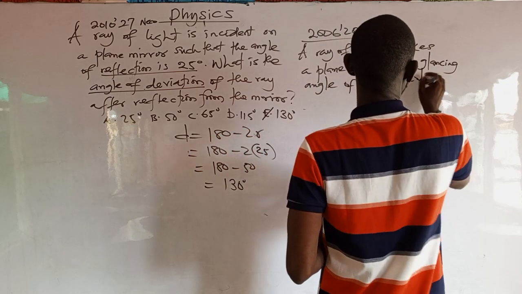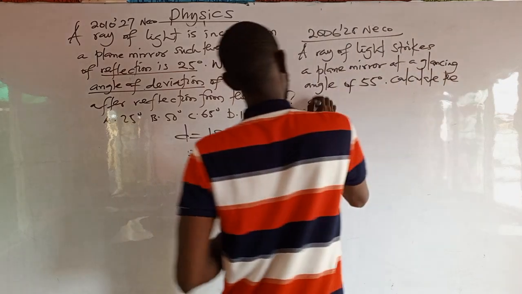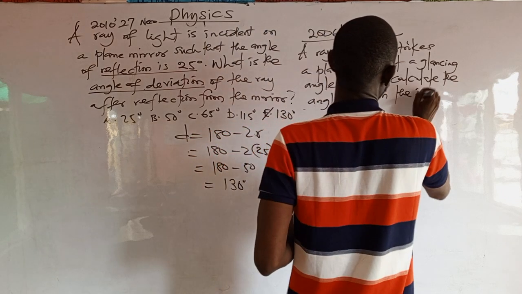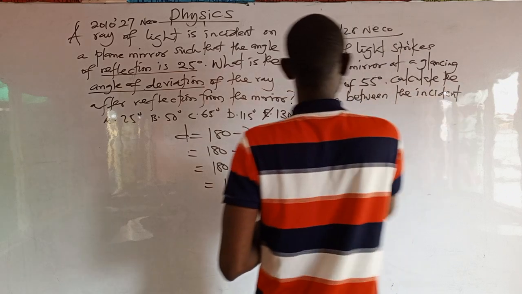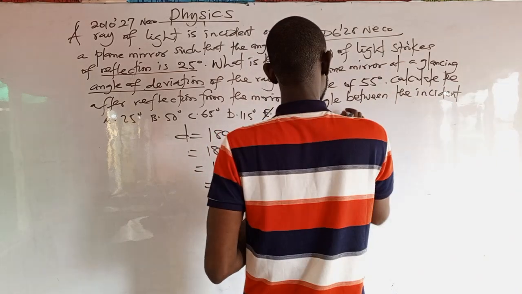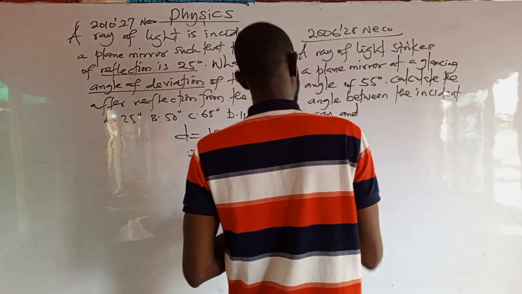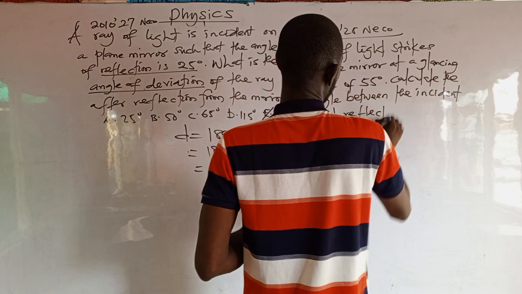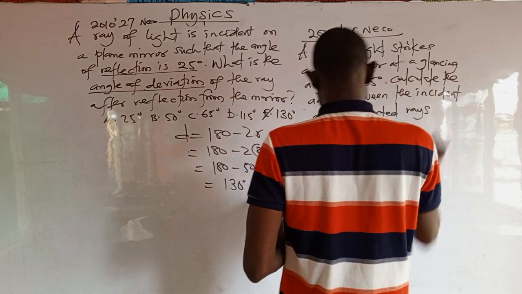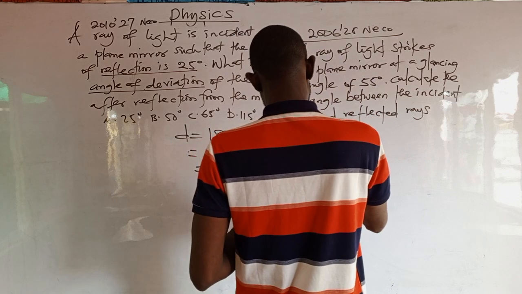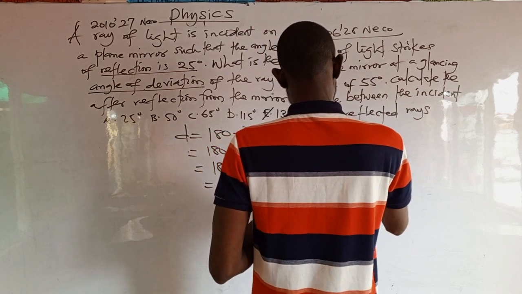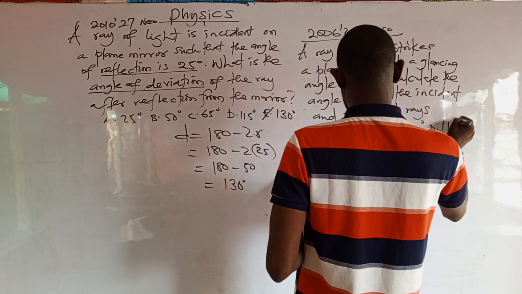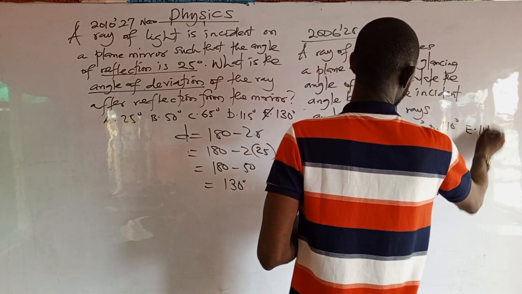Calculate the angle between the incident and reflected rays. We have the options: A, 35 degrees; B, 55 degrees; C, 70 degrees; D, 110 degrees; E, 140 degrees.